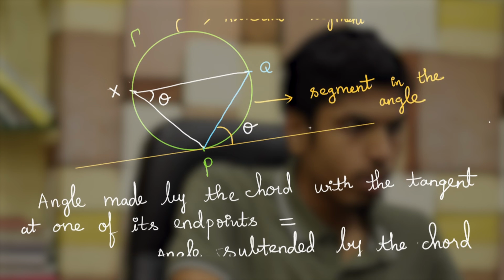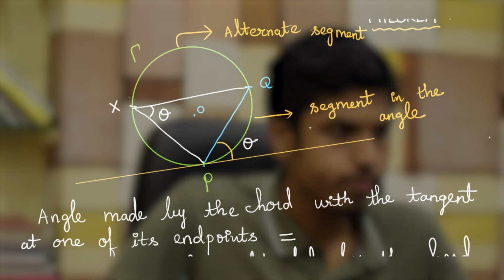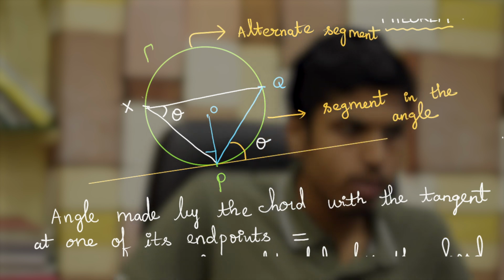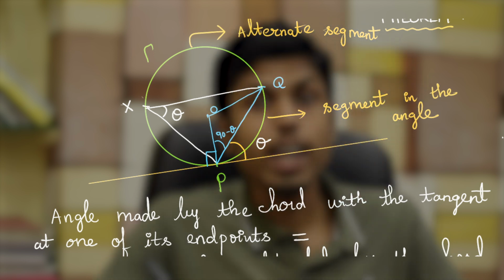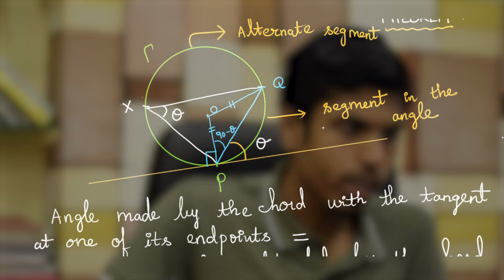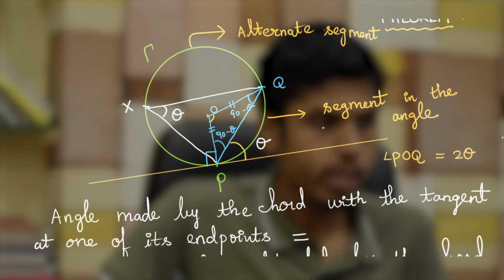The proof of this will be quite elegant. Suppose we consider the center of the circle as O, then drop a perpendicular from O to the tangent, which will meet at the point of tangency P. And we know that it makes 90 degrees. Hence the angle OPQ would be 90 minus theta. Notice that OP and OQ are radii of the circle, and thus OPQ is an isosceles triangle, and we get OQP equals 90 minus theta. And therefore the angle POQ equals 2 theta by the angle sum property in a triangle.